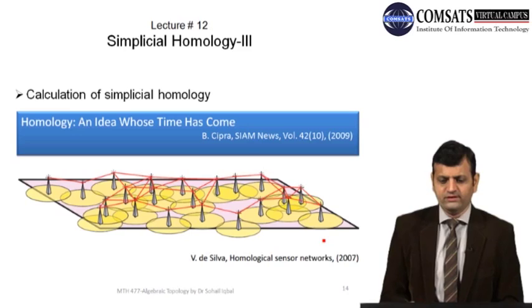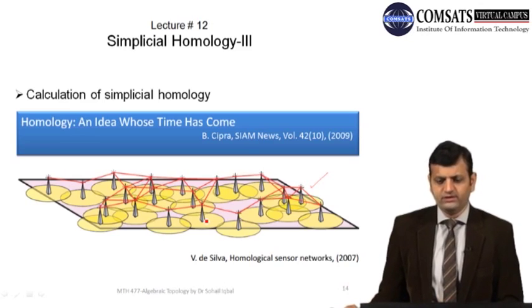In this diagram you can see that there are different antennas, and for example we want to discuss the topology of the area which is covered by these antennas. Of course simplicial homology is the answer, once again due to its simplicity in the calculation.